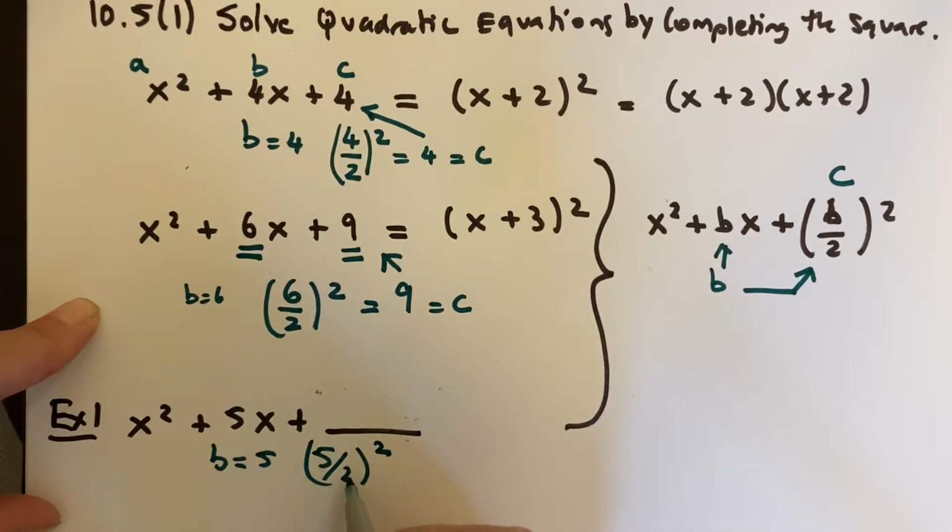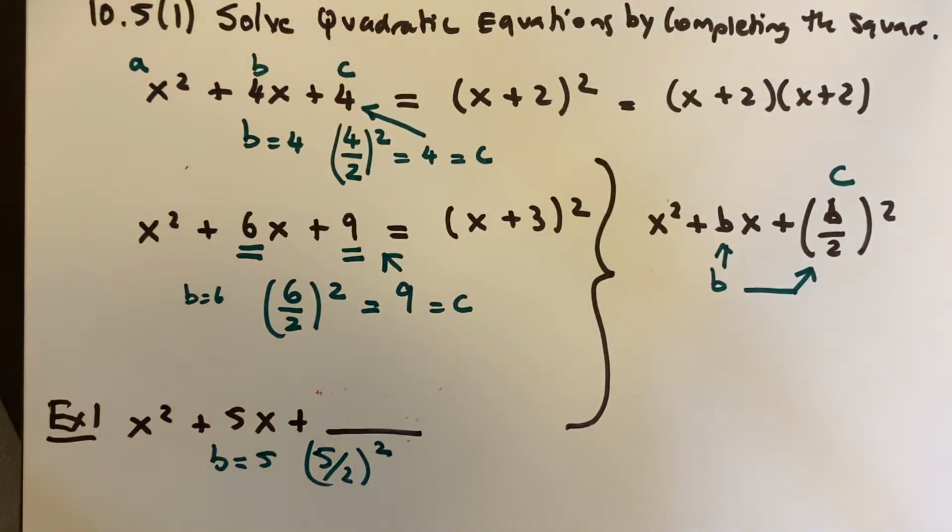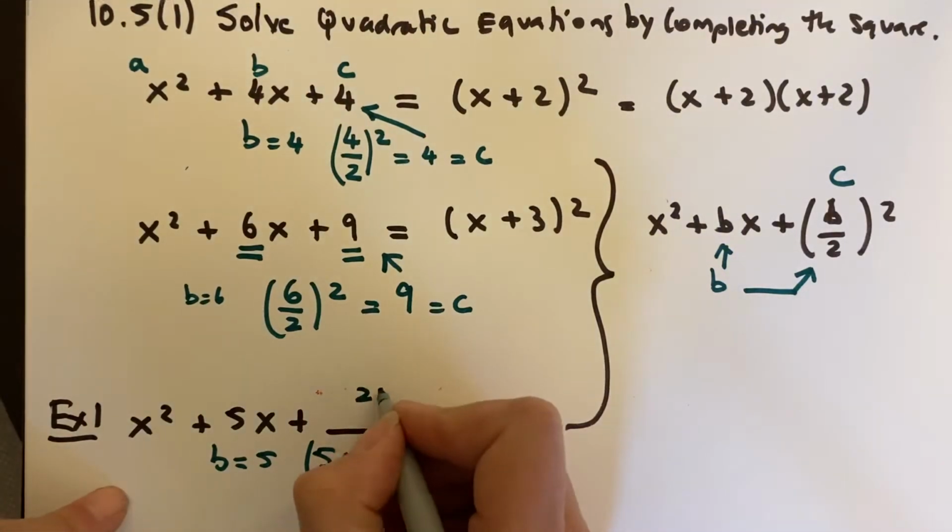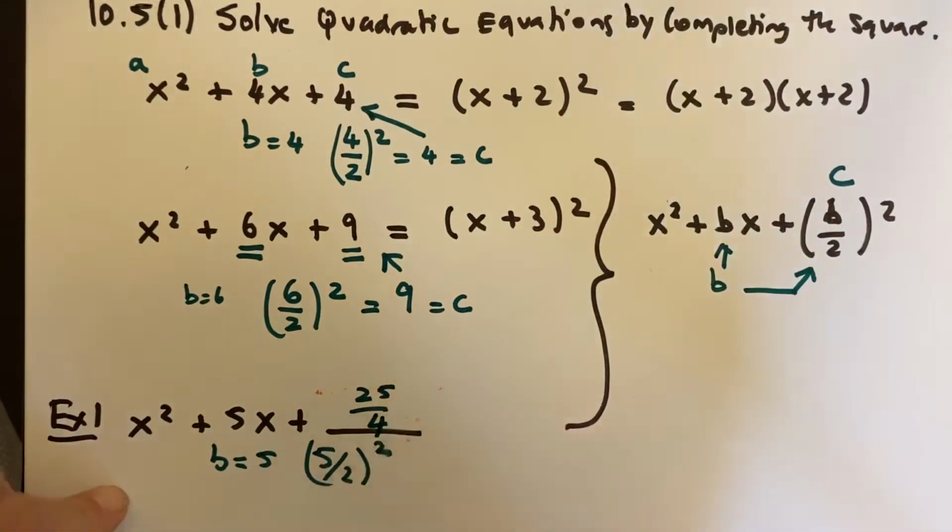5 divided by 2 squared. Well, 5 squared is 25, and 2 squared is 4. So 25/4 is going to be my C value.